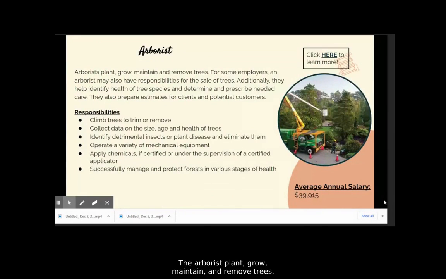The arborists plant, grow, maintain, and remove trees. They are often on the front line when identifying invasive species that may threaten the health of tree species. A few of these responsibilities include collecting data on the size, age, health of trees, and successfully managing and protecting forests in various stages of health.